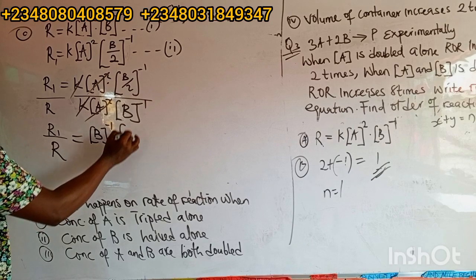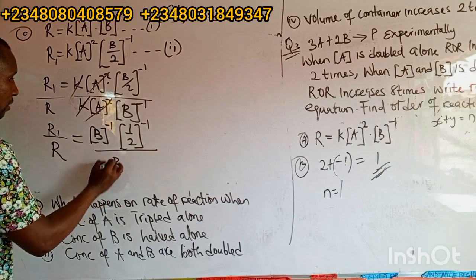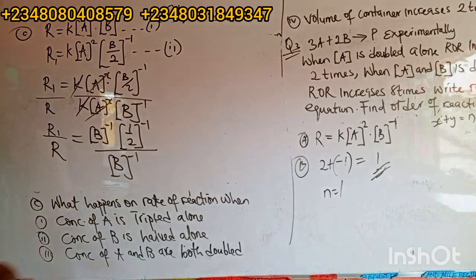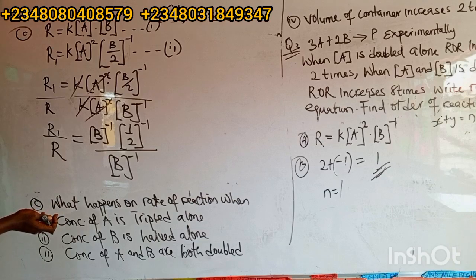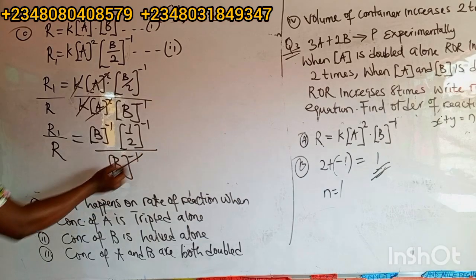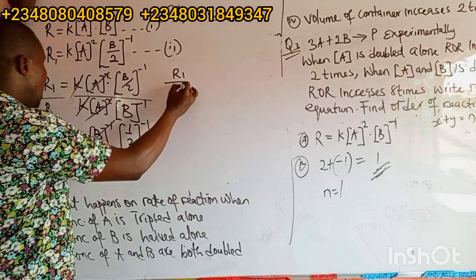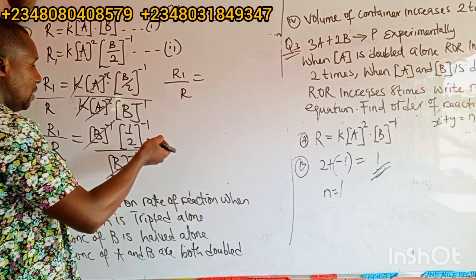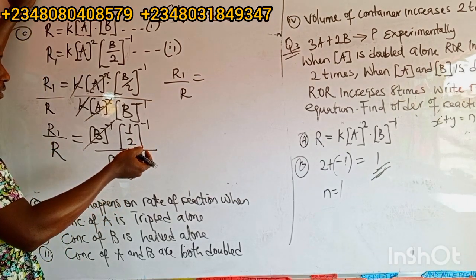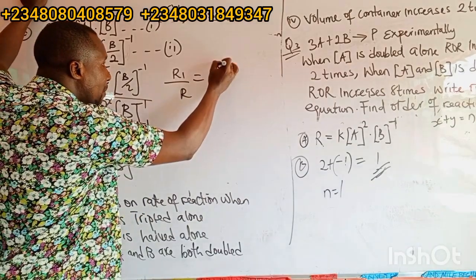Then we have 1 over 2 raised to power minus 1 over B raised to power minus 1. That's the meaning of this. Take note. In mathematics, this one cancels this. What do you have? You have R1 over R equal to, what do we have from here? We have 2 raised to power minus 1.